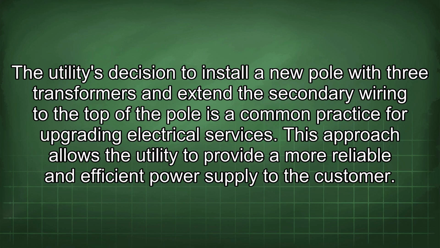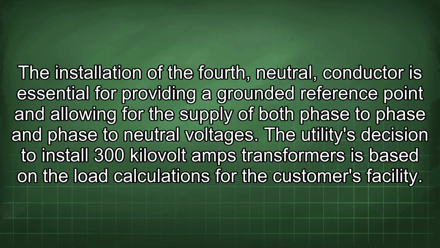The utility's decision to install a new pole with 3 transformers and extend the secondary wiring to the top of the pole is a common practice for upgrading electrical services. This approach allows the utility to provide a more reliable and efficient power supply to the customer. The installation of the 4th, neutral, conductor is essential for providing a grounded reference point and allowing for the supply of both phase-to-phase and phase-to-neutral voltages.